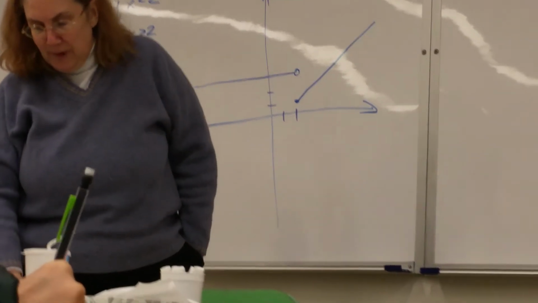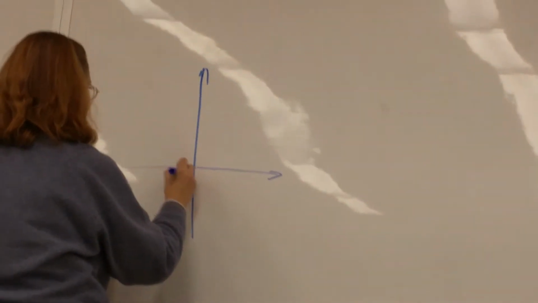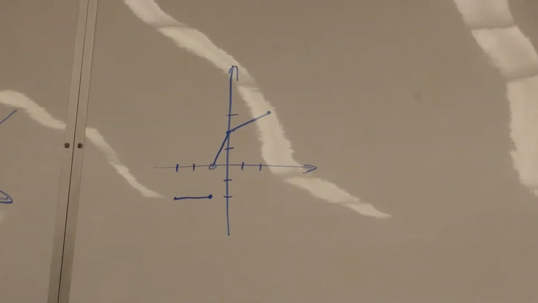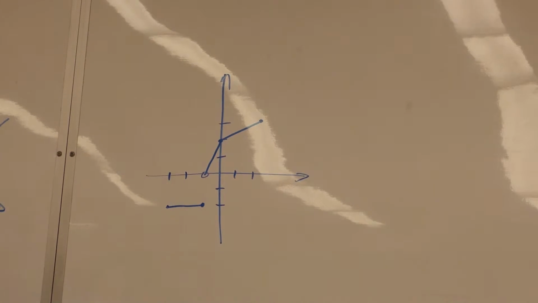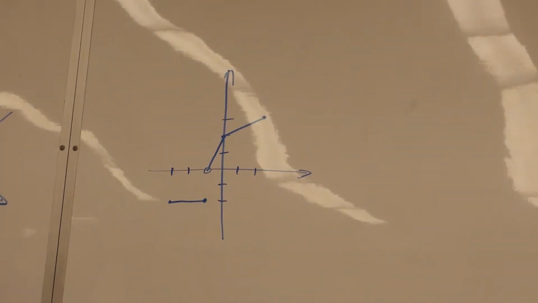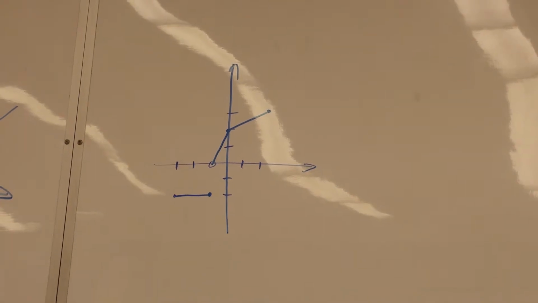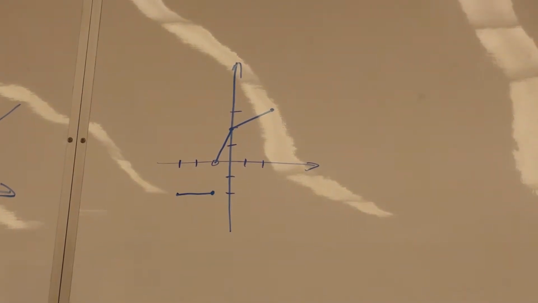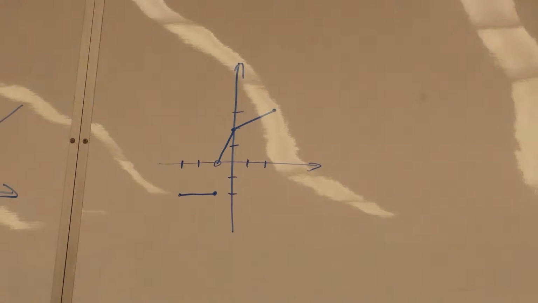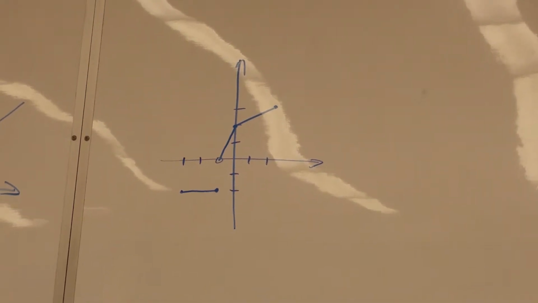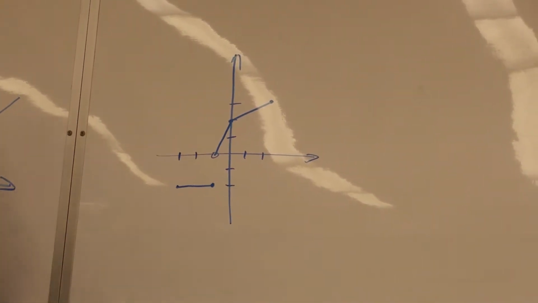Okay, other ones from the book. It says, use the vertical line test to determine whether the curve is the graph of a function of x. If it is, state the domain and the range of the function. So first, is it a function? Does it pass the vertical line test? Yes. Even at -1? Yes, because one is an open circle, one's a solid dot. So yes, it is a function.